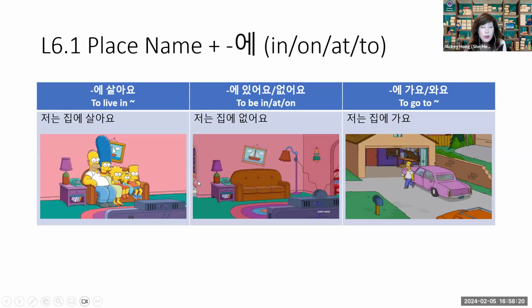Lesson 6 first grammar. Place name plus 에. 에 is a location marker. It can be used with the verb to live. 저는 집에 살아요. I live at home.